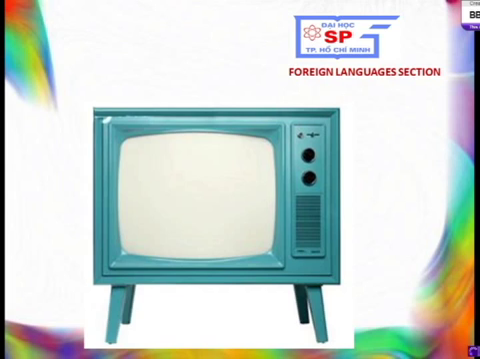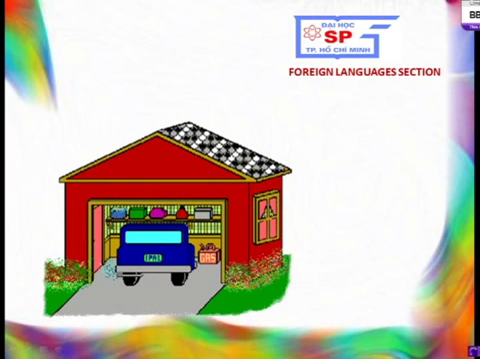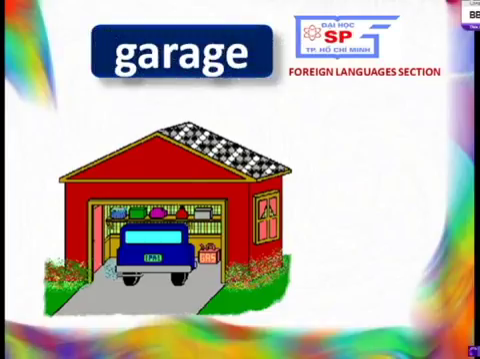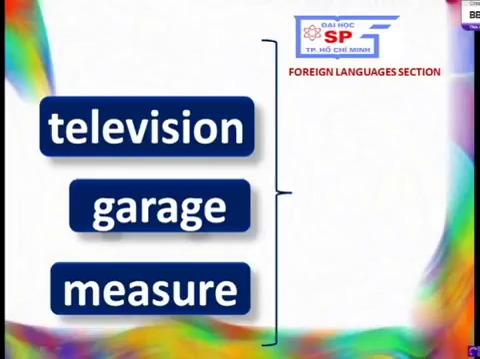Before we come to the next lessons, I'd like you to look at some pictures and tell me what you see in the pictures. Are you ready? So now let's come to the first picture. What is this? Television. The second picture. Garage. And the last one. Measure. You can see all the three words television, garage, and measure contain the sound zh.